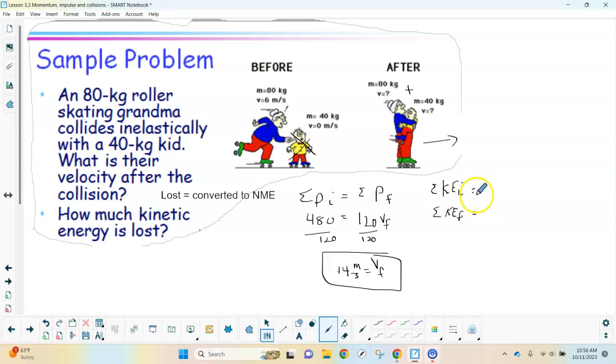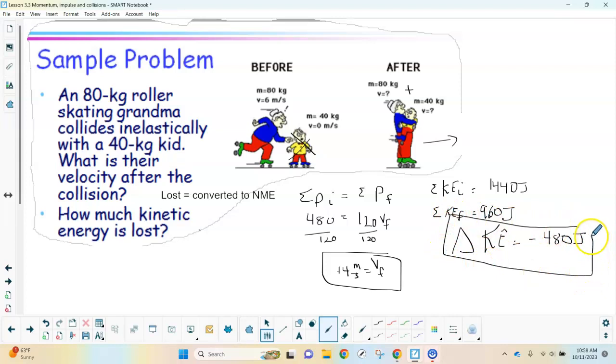So kinetic energy initial, if you do that work for Granny by herself, she has 1,440 joules. Together afterwards, the grandson and Granny have 960 when you do 1/2 mv squared for each of those terms and add it together. We want the change in kinetic energy, so you subtract. It went from 1440 to 960, so you lose 480 joules. So that is the solution to this one, negative 480.